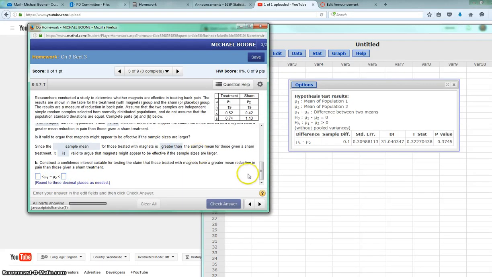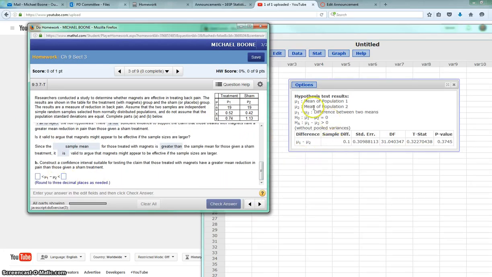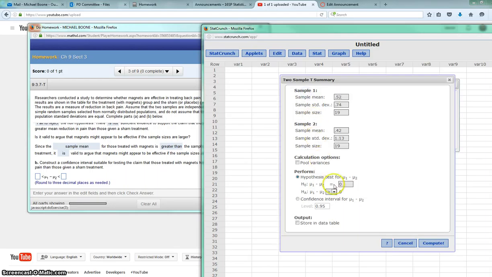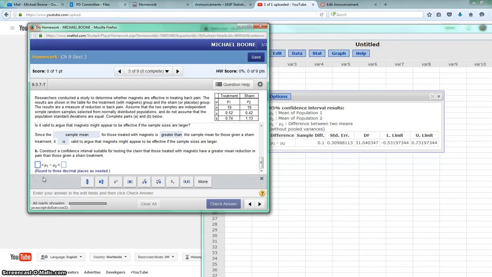Making a confidence interval. So we had an alpha of 5%. If we were going to use a confidence interval, it would be a 95%. And then here are those bounds to 3 decimal places: negative 0.532 and positive 0.732. Again, 0 is in here, so that's why we assume that there's no difference, right?